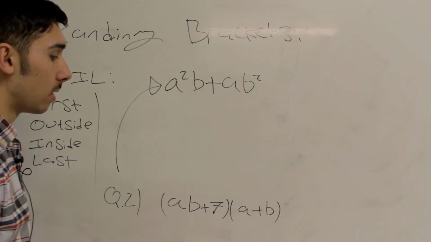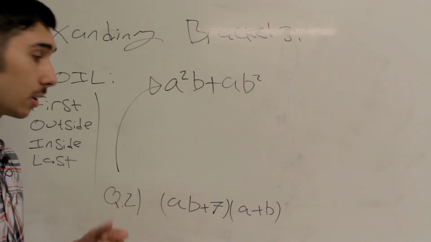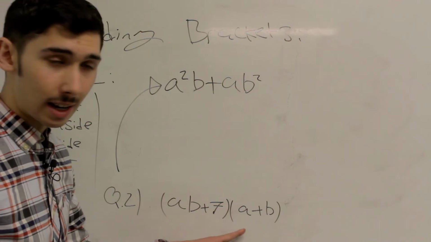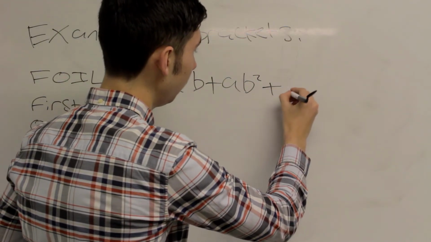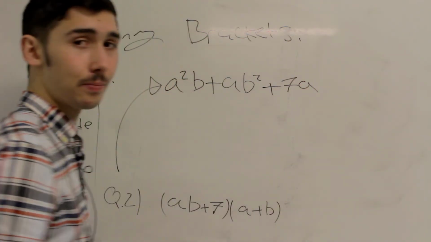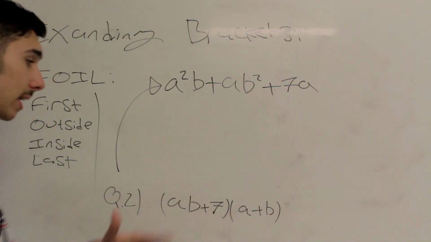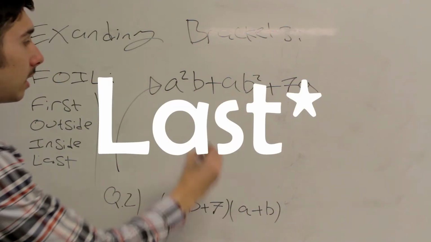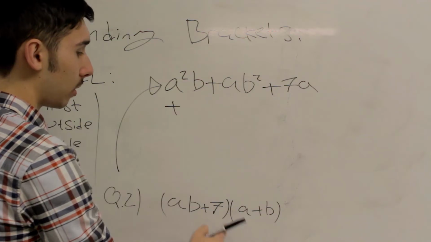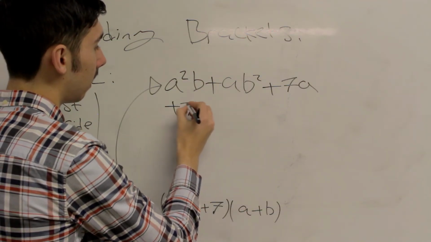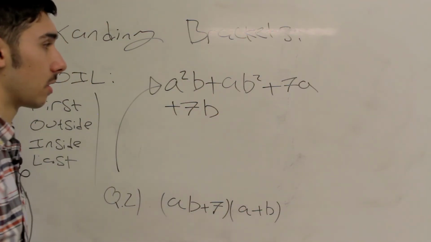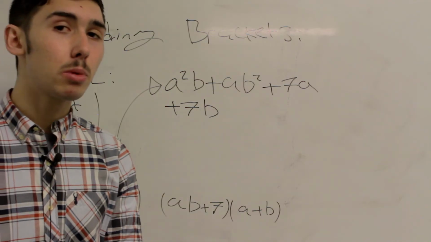Then we're going to do inside. So inside is 7 and an A. So we're going to add 7A. Finally, we're going to do outside. I'm going to write it down here. We're going to add 7B, like so. This cannot be simplified anymore.